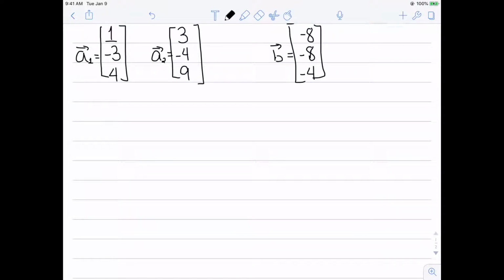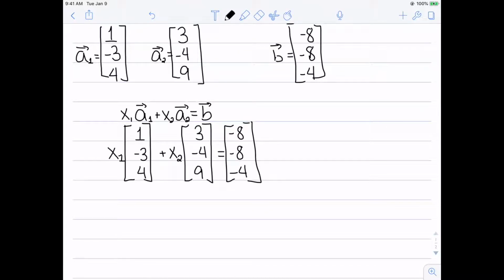So here I have three vectors, a1, a2, and b. And I want to know if b can be written as a linear combination of vectors a1 and a2. In symbols, this would be written as x1 times a1 plus x2 times a2 is equal to b, where my x's are scalars. Substituting in my vectors, I have x1 times (1, -3, 4) plus x2 times (3, -4, 9) is equal to (-8, -8, -4).